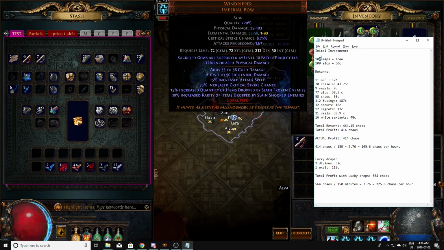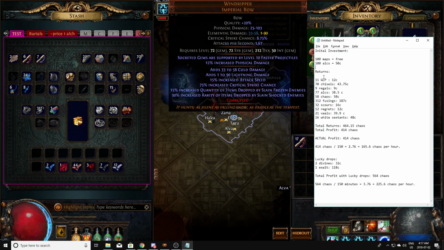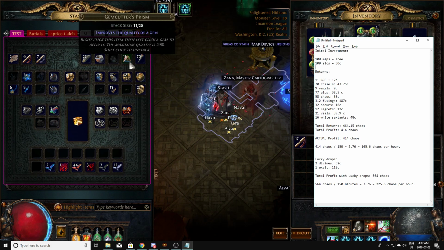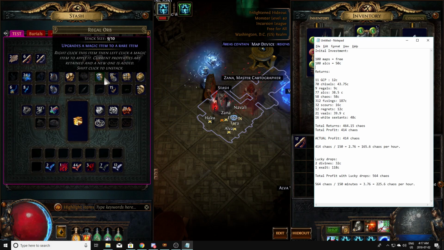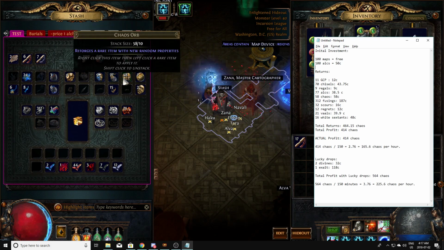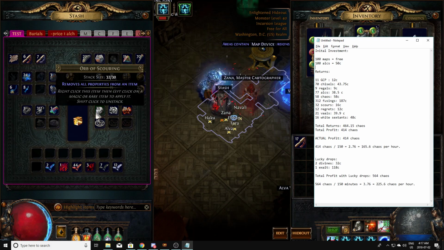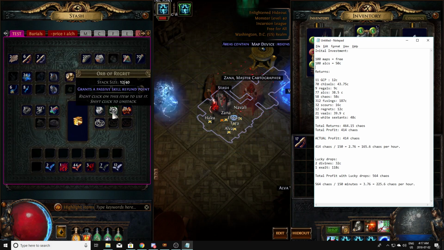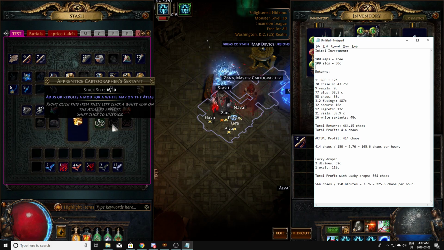So initial investment was 100 maps, which is basically free. 100 alchemies, which is 50 chaos. That's it, 50 chaos. Returns was 11 GCPs for 12 chaos. 70 chisels is 43.75. 9 rerolls is 9 chaos. 77 alchemies, 38.5. 58 chaos is 58. I turned my jewelers into fusings for a total of 312, which is 187 chaos. 32 scourings for 16 chaos, 12 regrets for 12 chaos, 21 vaals at the current rate of 1.9 for 39.9 chaos, and 16 white sextants for 48 chaos.